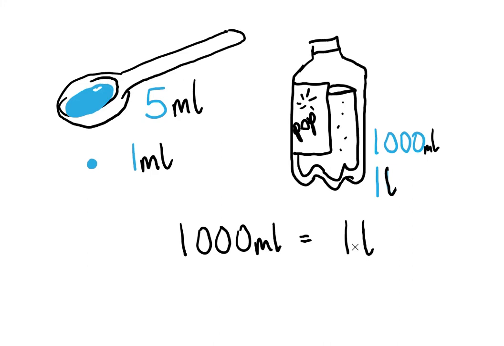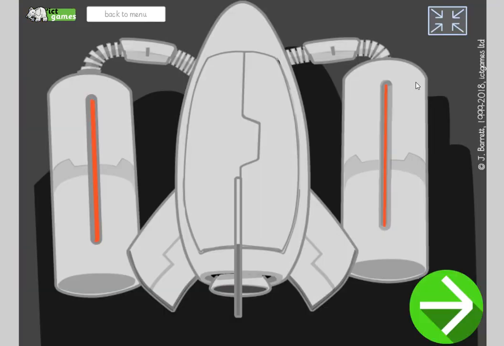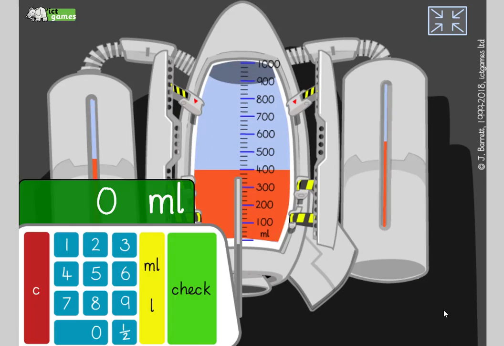that's the volume and capacity of something, and you could do some measuring with jugs and things like that, because we're going to play a game now where we're reading off the scale of a jug on a rocket. How much is in the rocket? So we're going to fuel up the rocket. There we go. So here's the fuel canisters. Here's the rocket. We're looking inside the rocket. How much fuel has it got? It's only a very small rocket. It's got 400 milliliters.